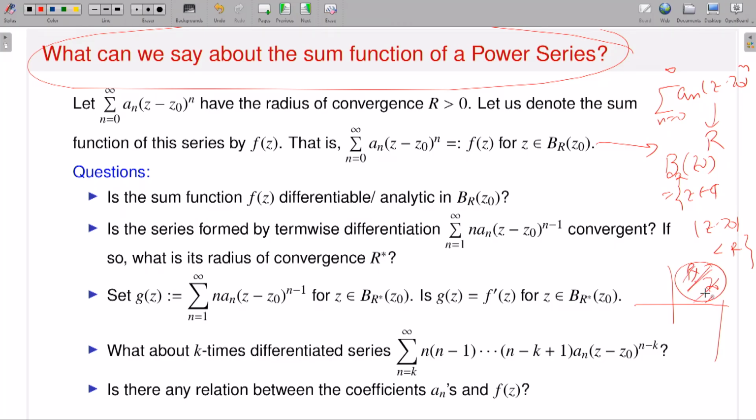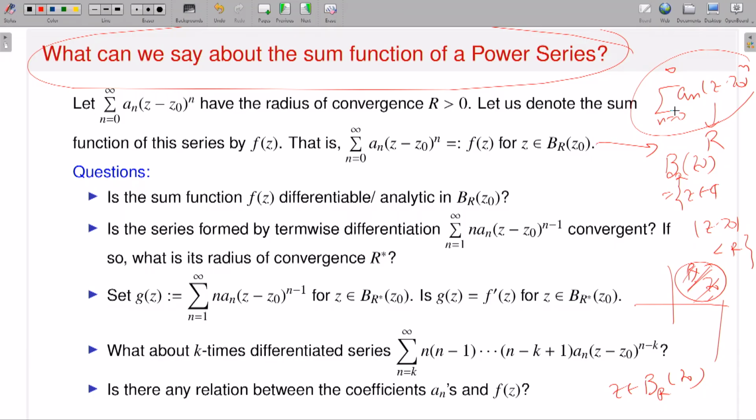Now inside this domain, at each point it converges. So at each point, if I take a z from B R z naught, this series, the sum over n from 0 to infinity of a n times (z minus z naught) to the power n, converges. Convergence means what? That this will give you some complex number. So for each z it will give you some value.